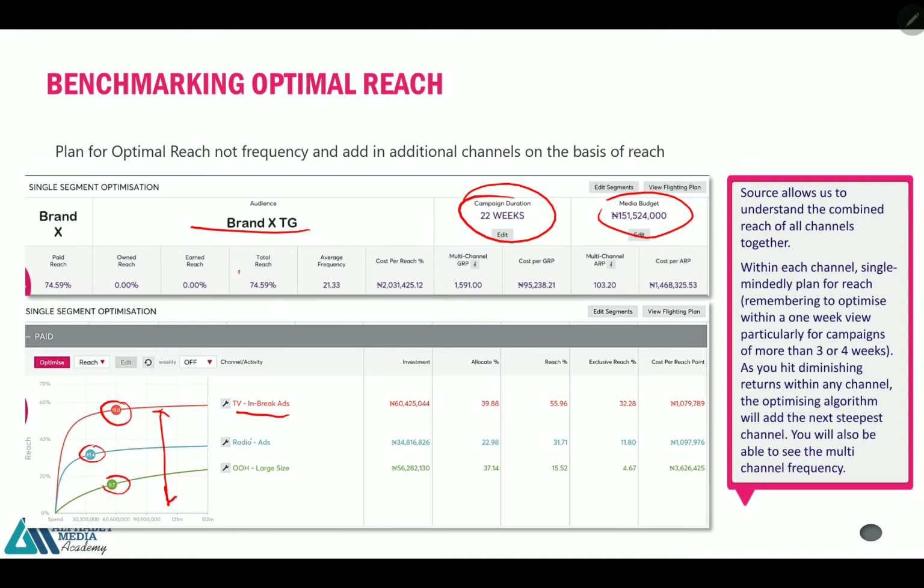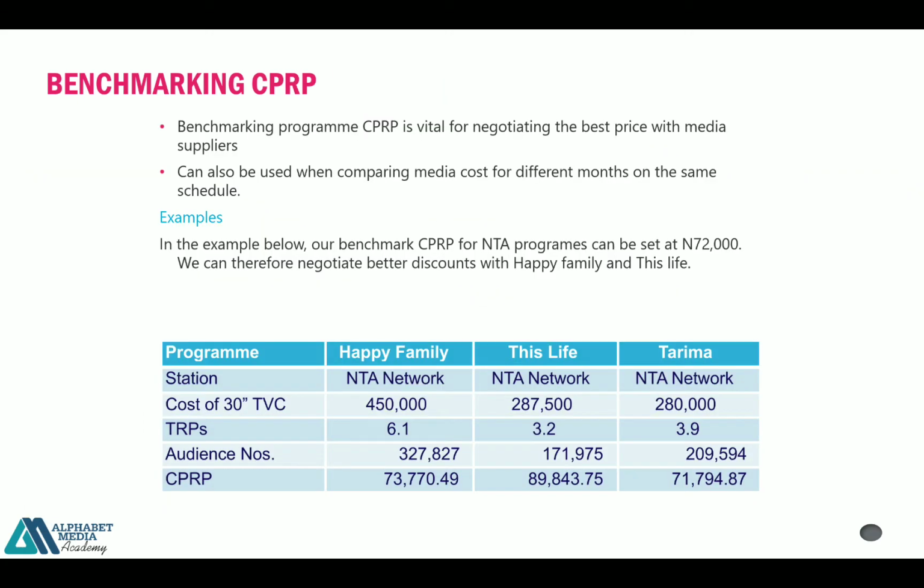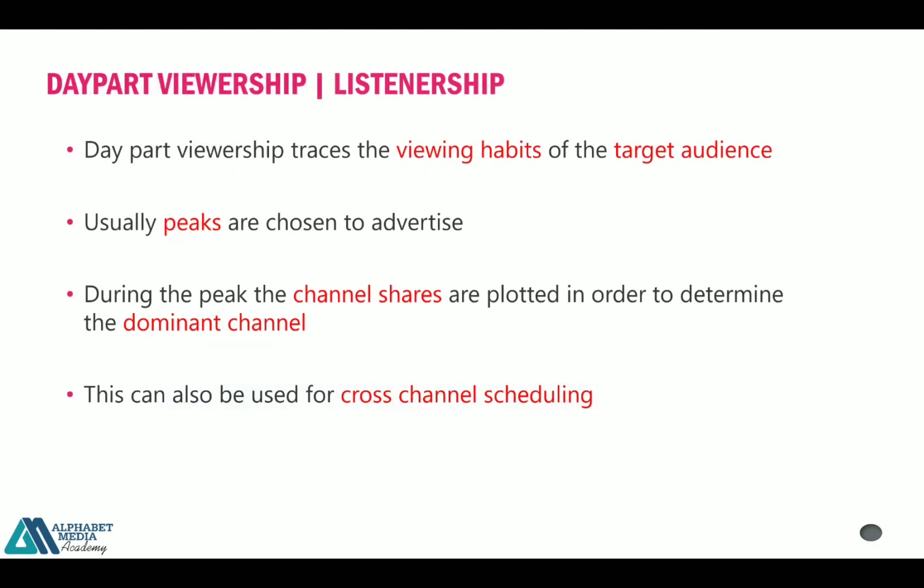In this particular example, we're delivering a collective reach of 74.59%, an average frequency of 21.3, and a multi-channel GRP of 1,591. This just gives you an example of how we can optimize our plans based on reach. Another way of benchmarking is benchmarking CPRPs. I remember we had spoken about this in the earlier example, so this is just bringing it to the fore again, where you can look at the CPRPs delivered for different programs, benchmark against that, and determine what level of investment you need to deliver.